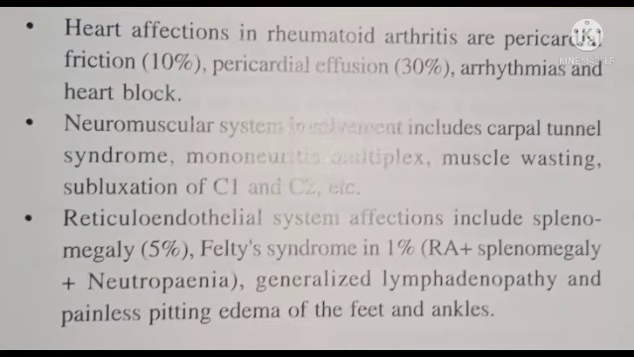Heart affections in rheumatoid arthritis are pericardial friction 10%, pericardial effusion 30%, arrhythmias and heart block. Neuromuscular system involvement includes carpal tunnel syndrome, mononeuritis multiplex, muscle wasting, subluxation of C1 and C2, etc.